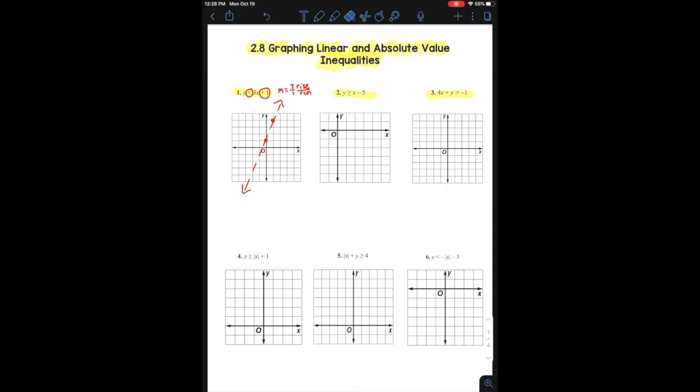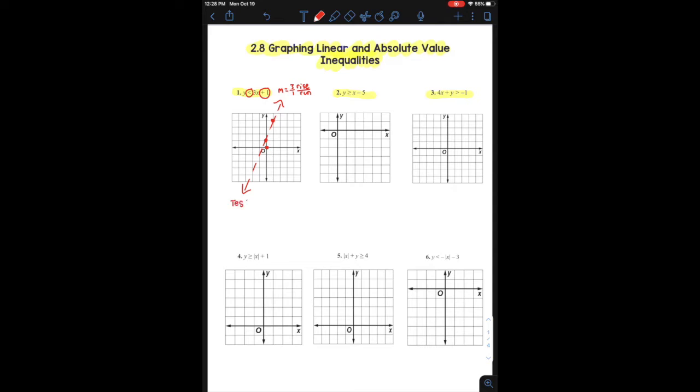The next step is then to shade either above or below the line, representing the solutions. One method of doing this is to test a point. The easiest point on the coordinate plane to test is (0, 0). If (0, 0) is a solution, then all the ordered pairs on that side of the line are also solutions. If it's not, then the solutions are on the opposite side of the line. How are we going to test that ordered pair?